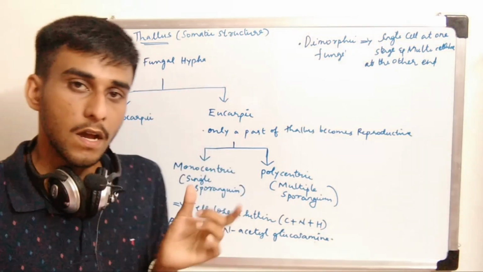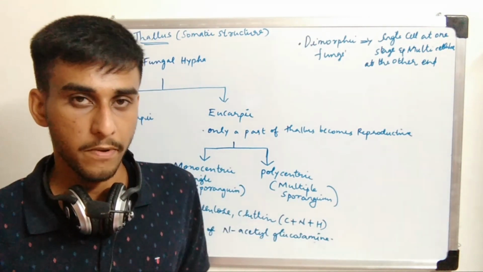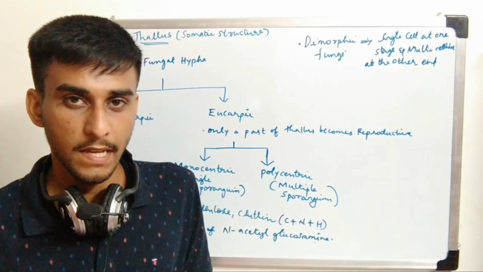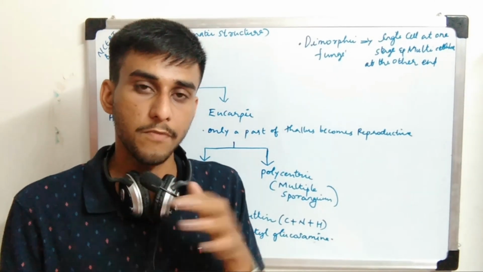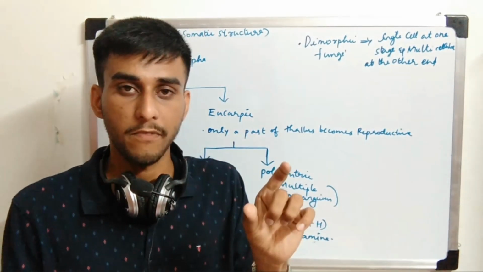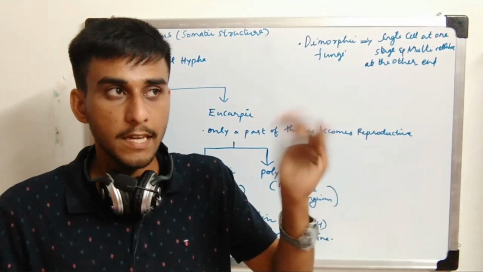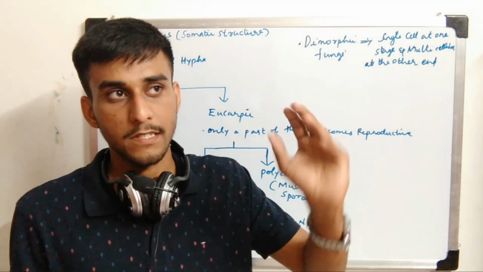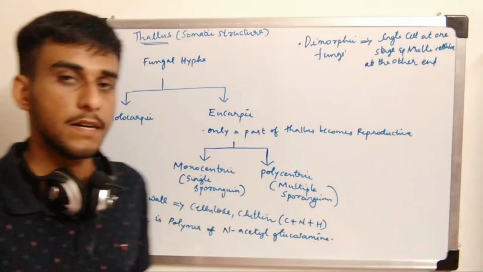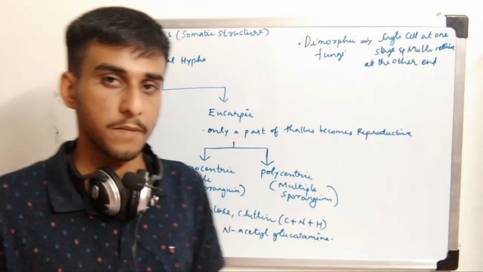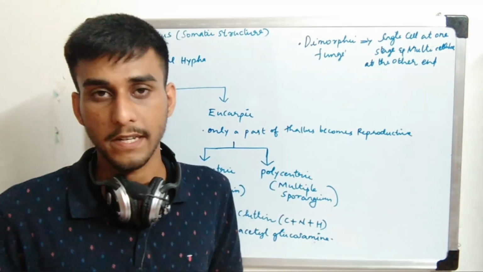I told you that we can divide fungi into holocarpic and eucarpic fungi. What is eucarpic fungi? A fungus which can turn only a certain portion of its hypha into a reproductive structure. If in that reproductive structure only one sporangium is formed, then it is known as monocentric eucarpic fungi. What is monocentric? Only one sporangium. A sporangium is a reproductive structure.